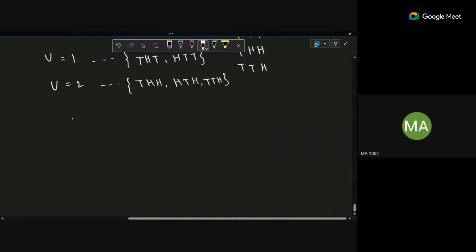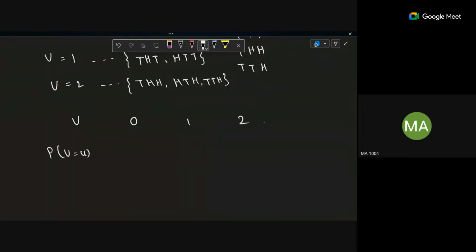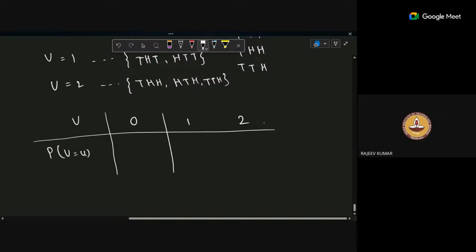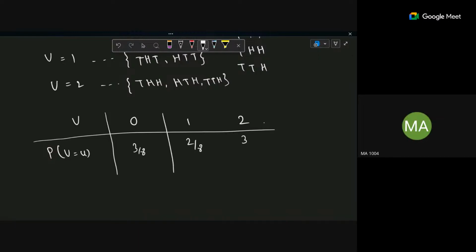Since it's a fair coin, U is taking values 0, 1, and 2. So what are the probabilities, the PMF? 3 by 8, 2 by 8, and again 3 by 8.